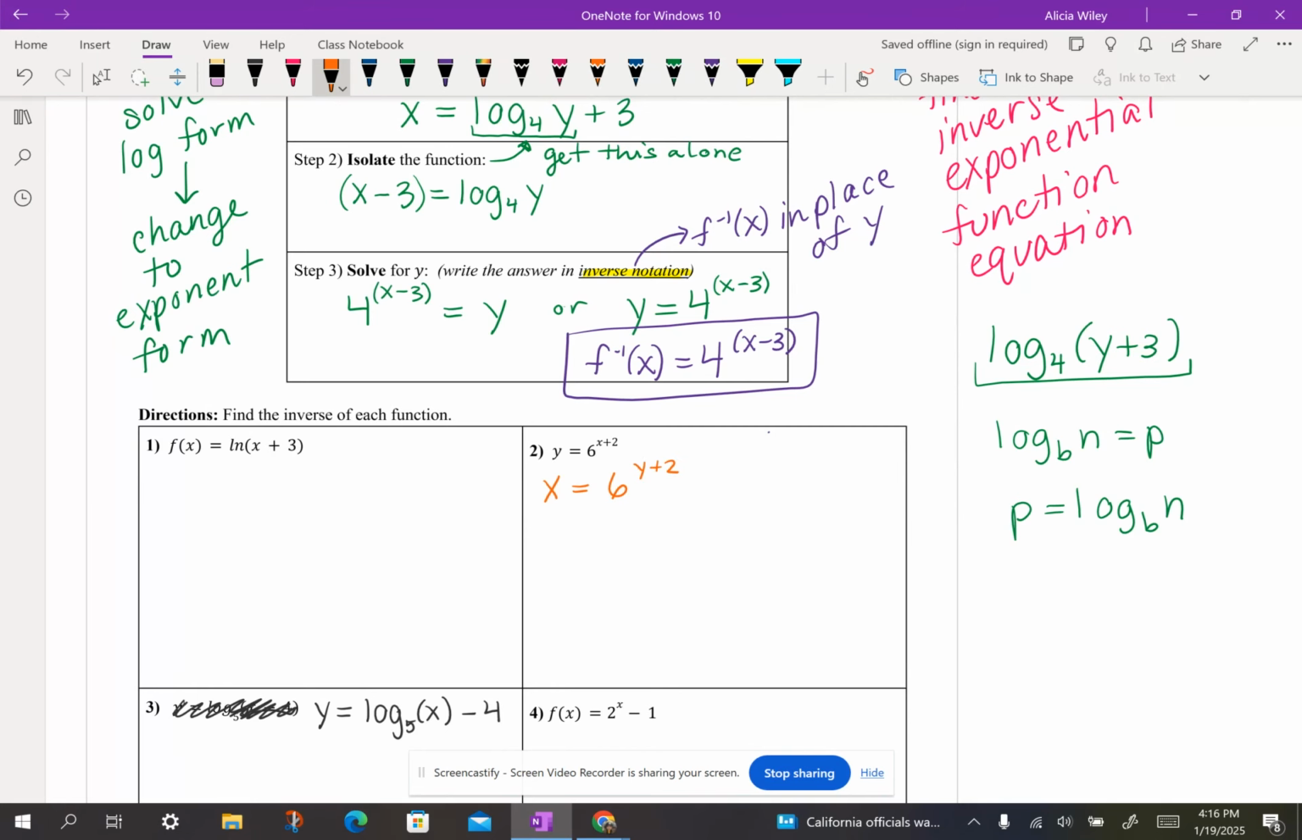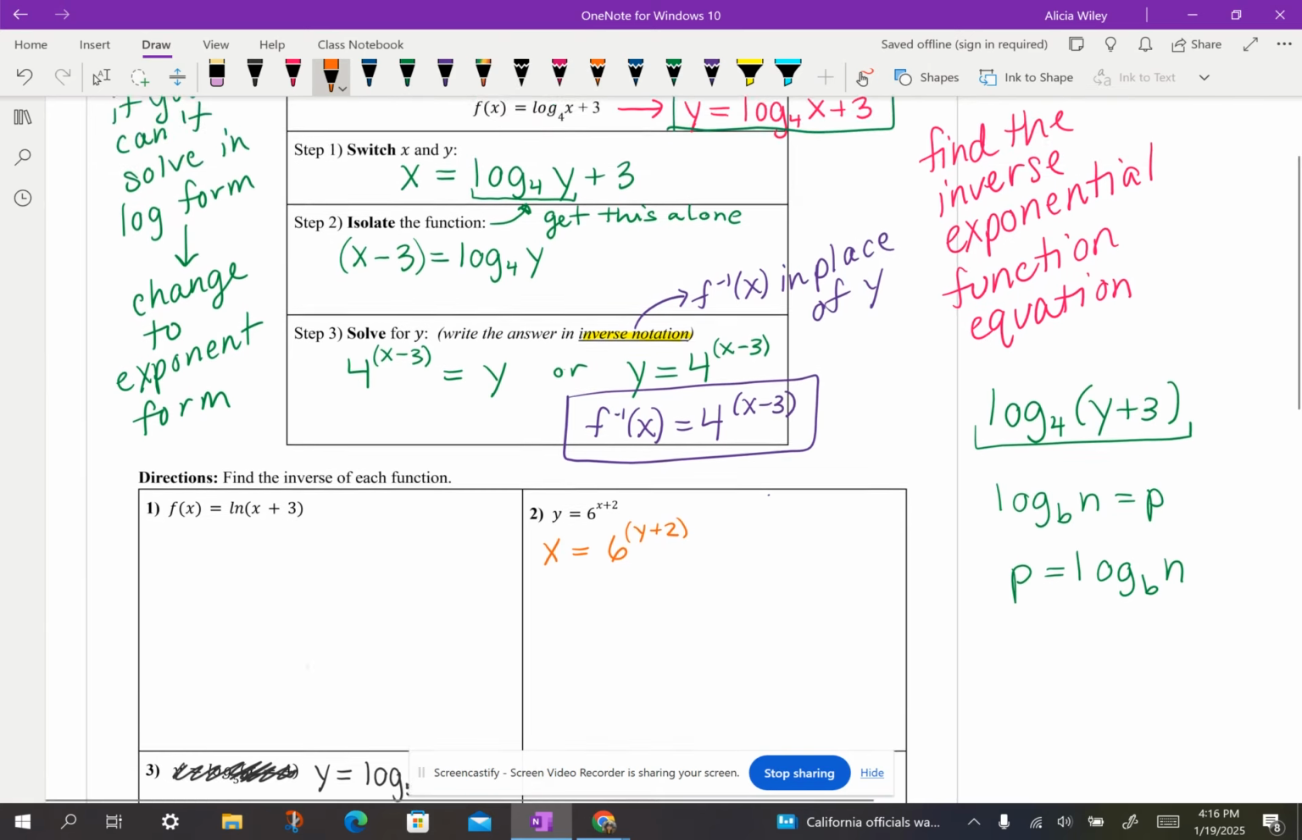Now, the next step says isolate the function. Well, on this one there's nothing really to isolate, because it is a base to a power, where y plus 2, that whole thing, is in the power. And again, you can put the parentheses, or you can see how they wrote it there. They did not, and that's totally fine. But we need to solve for y, and y is in the exponent.